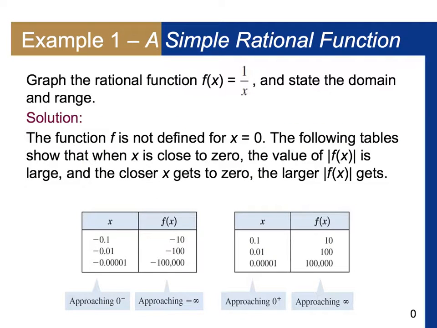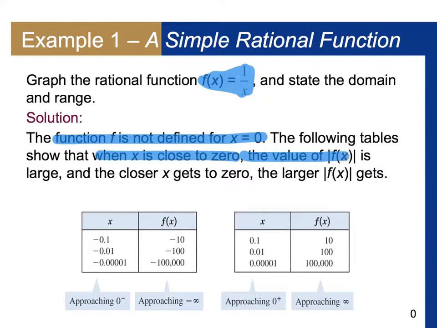Let's start with the function f of x equals 1 over x. That's our simplest rational function, where p of x is 1 and q of x is just x. This function f is not defined for x equals 0 because we can't have 0 in the denominator. When x is close to 0, the absolute value of f of x is large. And the closer x gets to 0, the larger that absolute value gets. We can see that down here.